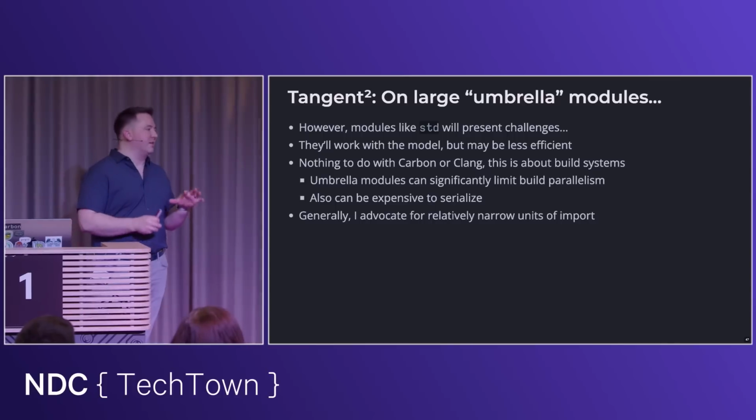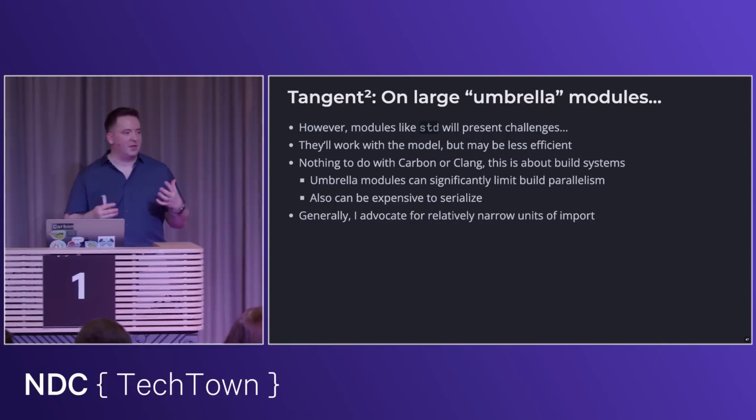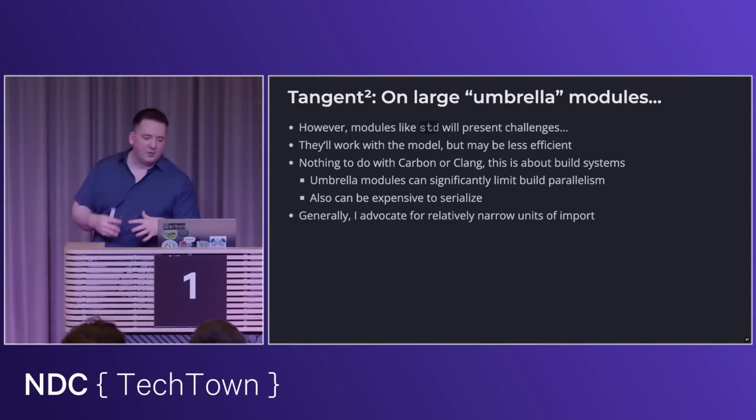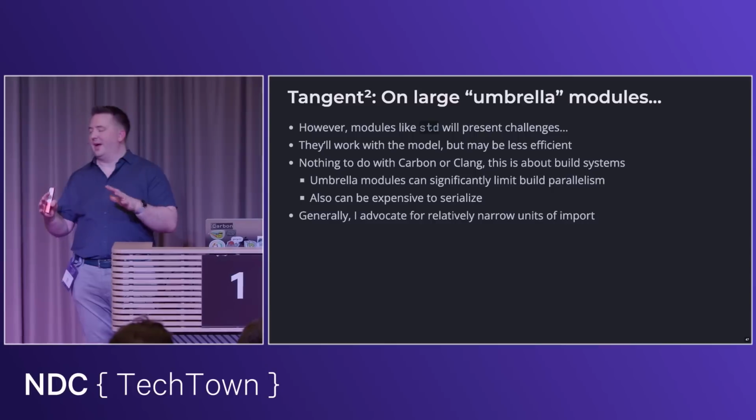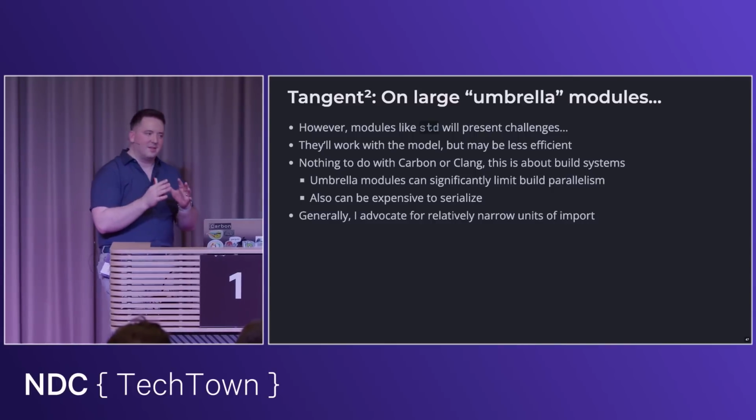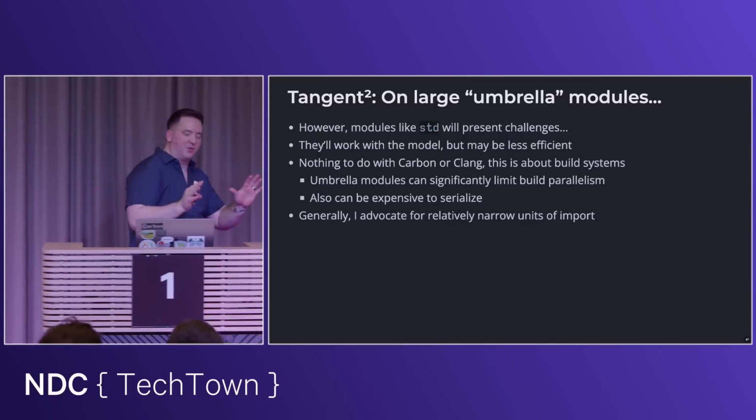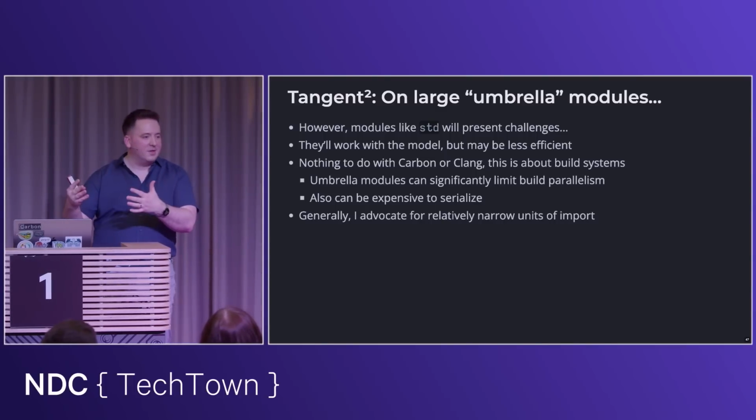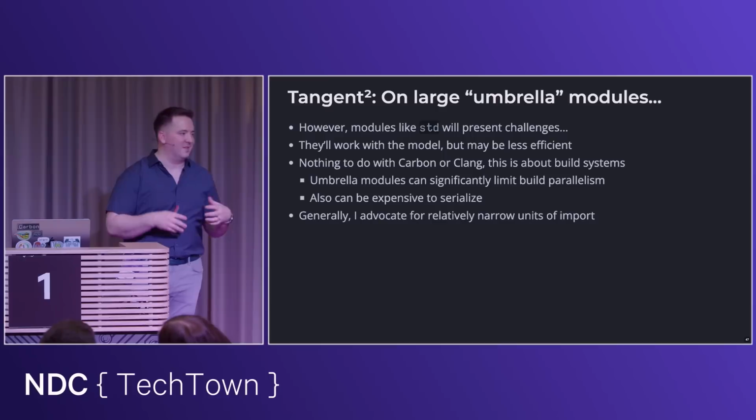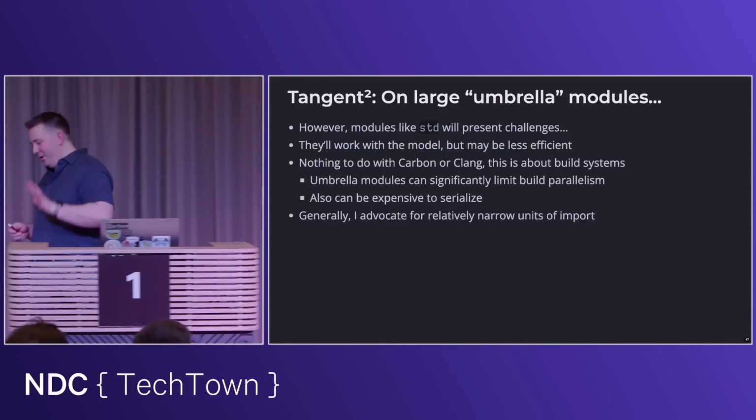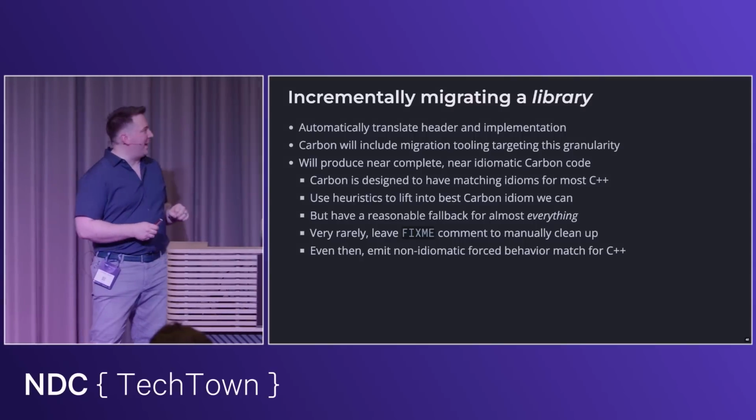Umbrella modules really limit your build parallelism if you have a lot of them in your code base. They can also be very expensive to serialize. I just want to say, generally, I advocate having the smallest unit of importable API that makes sense, not the largest. Just personal preference. I think it would be really nice if we could move towards narrow units of import and fine-grained dependencies, because it really helps build systems maximize their parallelism and maximize incremental rebuilds. Anyways, I'm sorry for the tangent. We're going to get back to topic here.